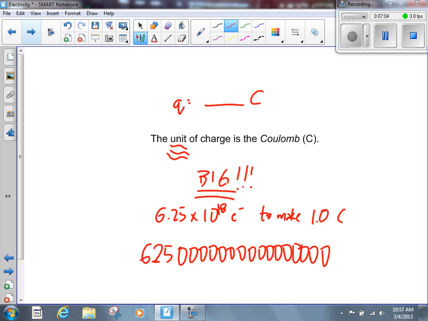So what you're often going to see for charge is a microcoulomb or a nanocoulomb, some prefix in front of it. Because it's not common to have a whole coulomb of charge. That's a lot of electrons. It's more common to have a microcoulomb or a nanocoulomb of charge. Micro, by the way, is 10 to the minus 6. Nano is 10 to the minus 9, but we don't have to remember that because that's on our data sheet.